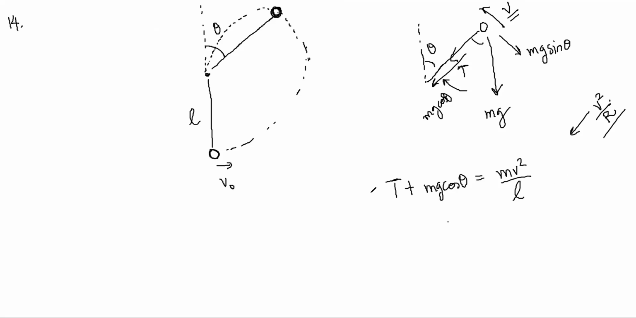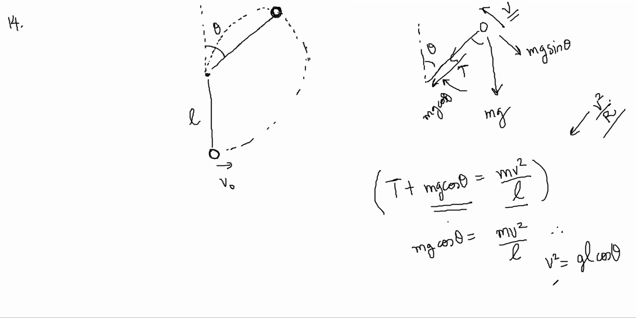However, we know that the string is becoming slack at this particular angle. That means T has become 0, so mg cos theta is equal to this. So we have mg cos theta is equal to m v square by L. That means basically v square is equal to g L cos theta. This is my v square, the velocity at this point. Now, energy conservation from here to here, right?